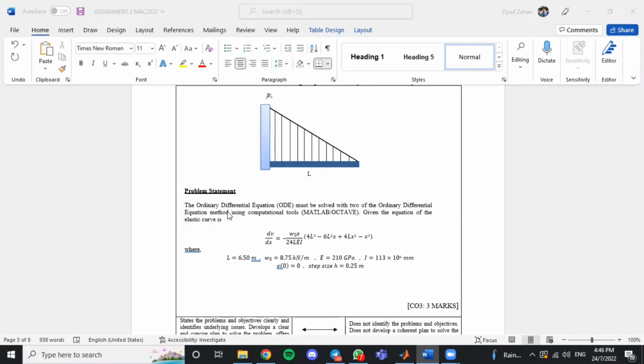So, the problem statement is the ordinary differential equation must be solved with two of the ordinary differential equation methods using computational tools, which is MATLAB Octave. So this is the equation of the elastic curve, where L is 6.5, W0 is 8.75, E equals 210 GPa, and I equals 113 multiplied by 10 to the power of 6, and V0 is 0, and step size is 0.25.